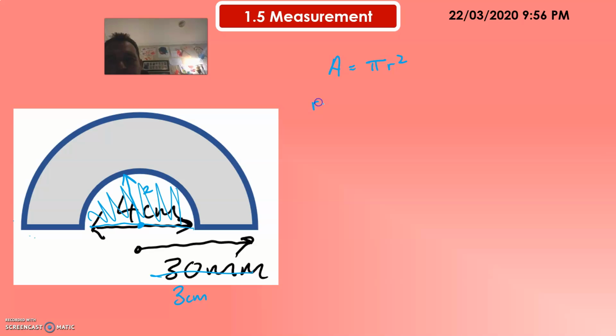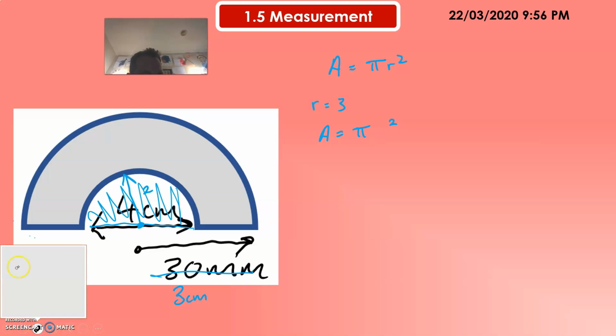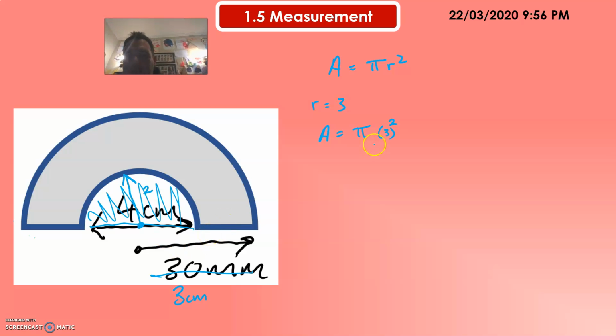So r is equal to 3, so the area is equal to pi r squared, which in this case is equal to 3. Now the other thing that we need to remember is that because it's not a full circle, it's a half circle, we can divide that by 2 as well. So what we end up with is 3 squared is 9 divided by 2. So 9 divided by 2, 4.5.